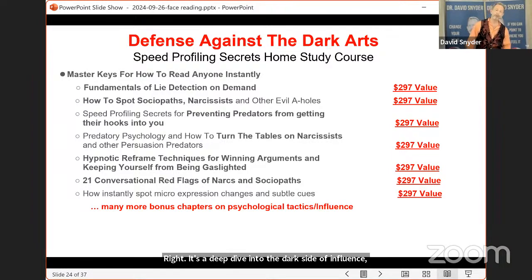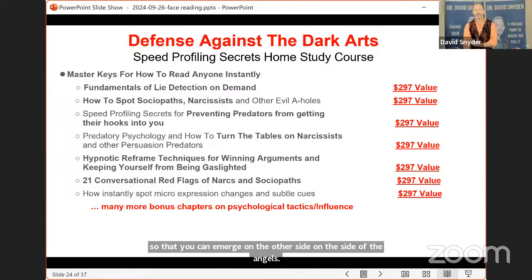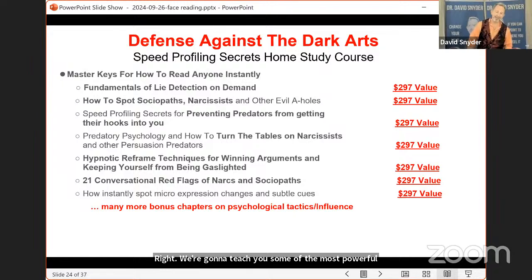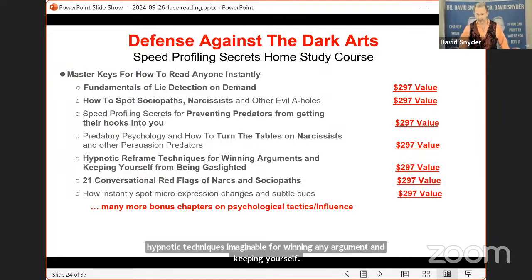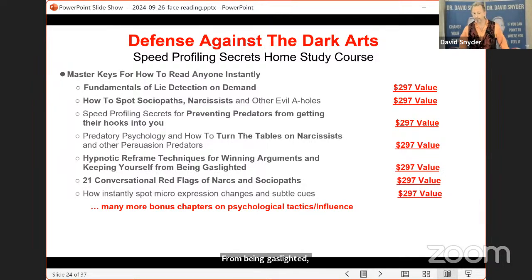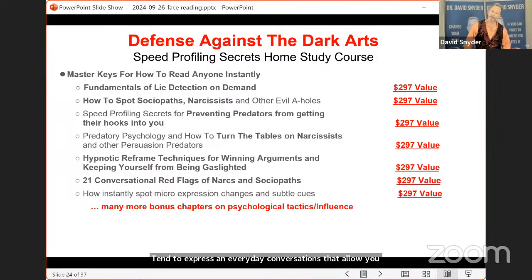Right? We're going to teach you some of the most powerful hypnotic reframing techniques imaginable for winning any argument and keeping yourself from being gaslighted or otherwise mind washed by these evildoers in the world. We'll show you the 21 telltale conversational red flags that narcissists and sociopathic individuals, character disturbed individuals, tend to express in everyday conversations that allow you to spot them and avoid them or neutralize them in whatever way is appropriate.